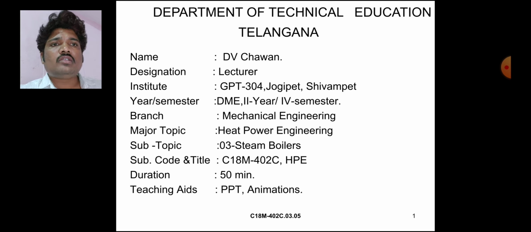Today's class is Heat Power Engineering. Subject code C18M 402C, DME second year, 4th semester. Duration is 50 minutes. Unit name is Chapter 3, Steam Boilers. We will discuss steam boilers in today's class.